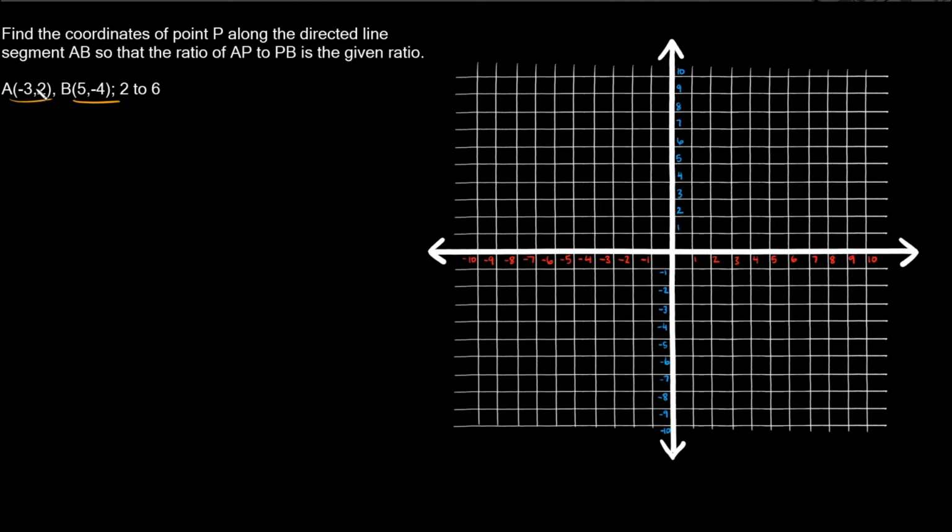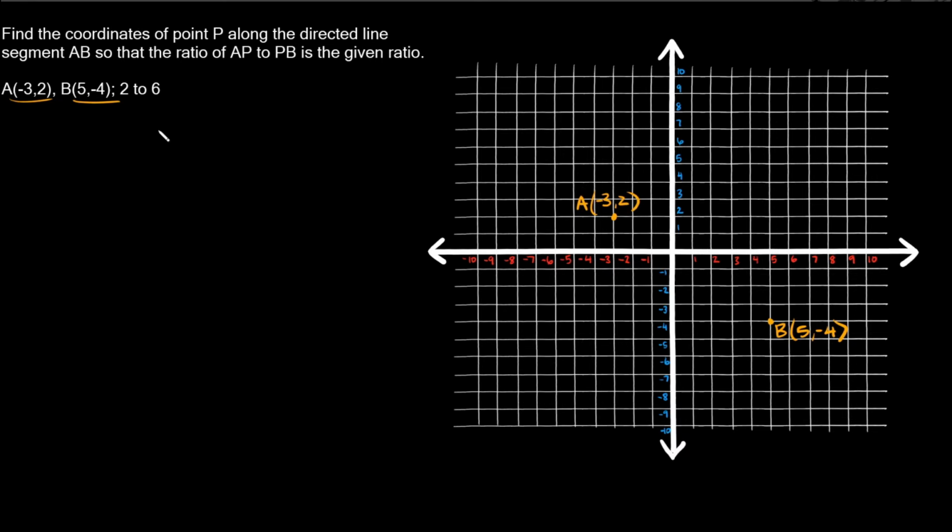Okay, so A is at -3, 2. So -3, 2 is right there. So again, this is point A, -3, 2. And then point B is at 5, -4. Okay, so 5, -4, right there. Okay, so this is B, 5, -4.